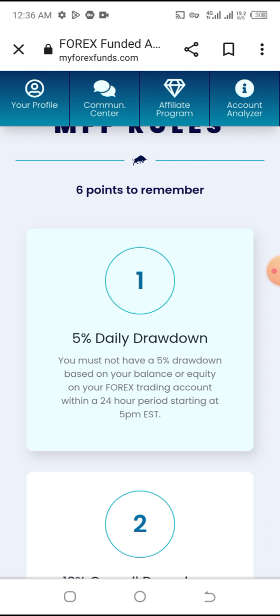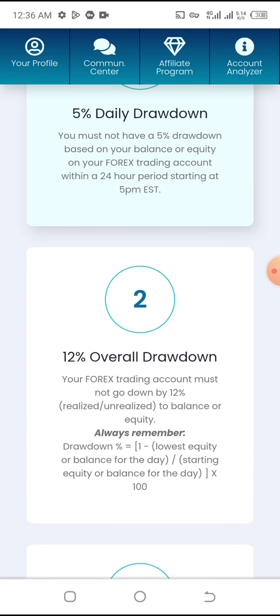Even if your trade goes to a loss of 5%, then comes back to a profit of 10%, they count that you failed because you already exposed the account to 5% daily drawdown. I hope you have understood that. I don't want you to make those mistakes. Then let's go to step 2, overall drawdown.